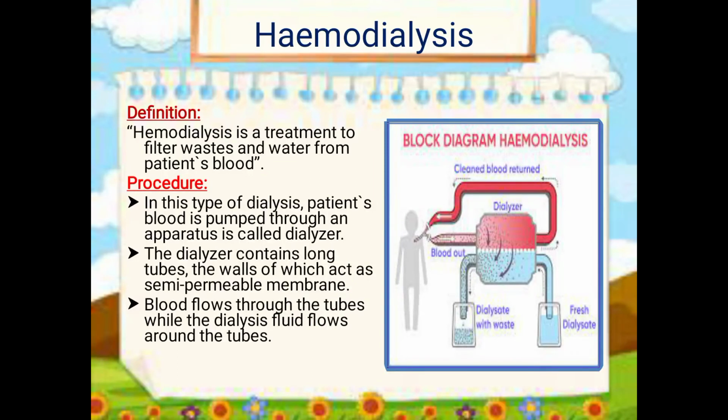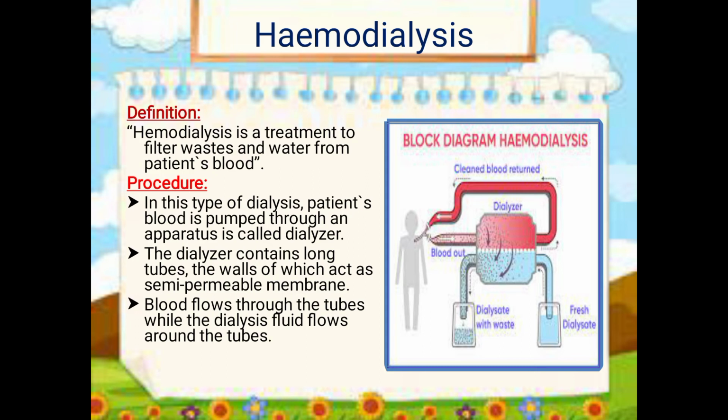The next type of dialysis is hemodialysis. Hemo means blood and dialysis means cleaning of blood by artificial way. Hemodialysis is the treatment to filter waste and water from the patient's blood. Now here the patient's blood is involved in cleaning the waste material.